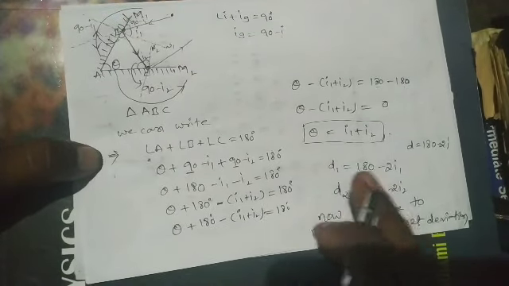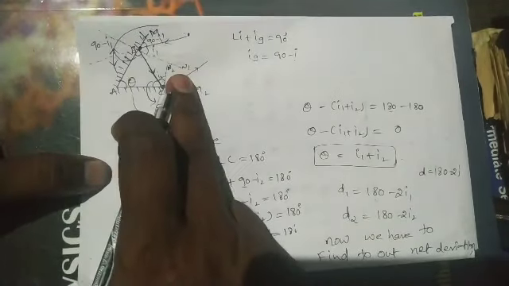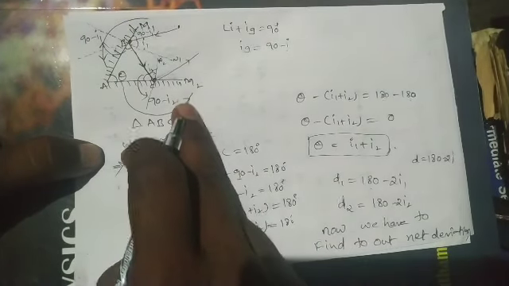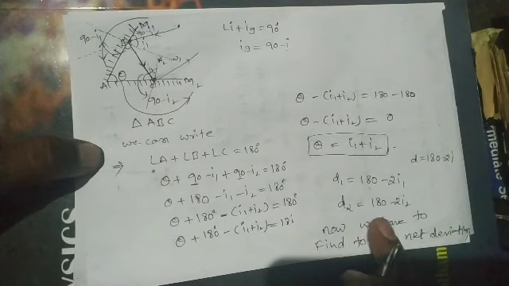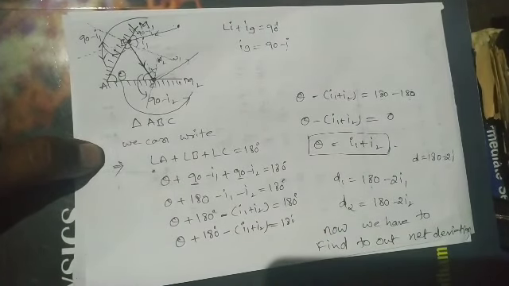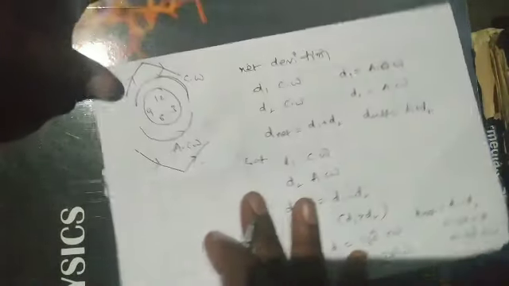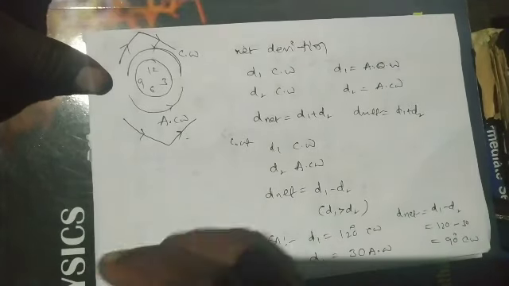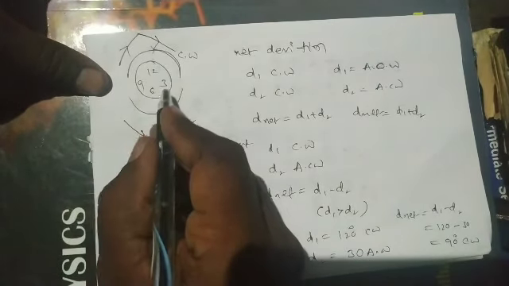Next, the first mirror, first incident, first deviation is 180 minus 2I1. Second mirror, second incident, second deviation is 180 minus 2I2. Next we have to find the net deviation. We find the net deviation by using the clockwise and anti-clockwise rules. So a simple assumption. This is 12, 3, 6, 9.